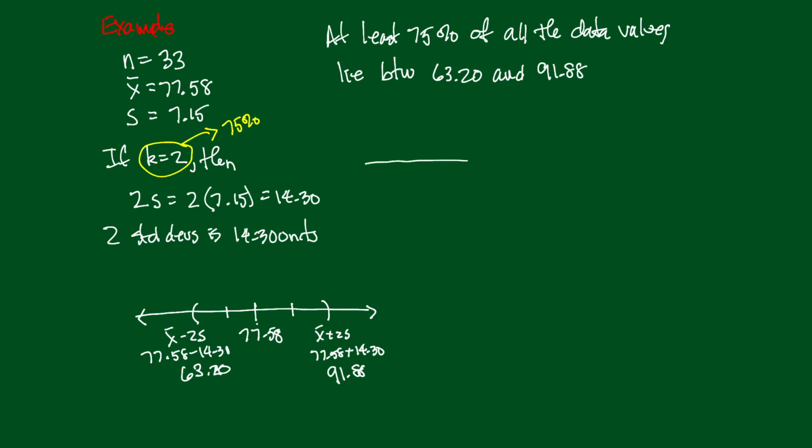So a picture is going to look like this. Here's our mean, 77.58. And if I come over here to 63.20 and over here to 91.88, what I know is that I've got data in here. And there's some out here, you know. But how much have we got in here? We have at least 75% of the data in this interval right here. All right, that's Chebyshev's theorem.